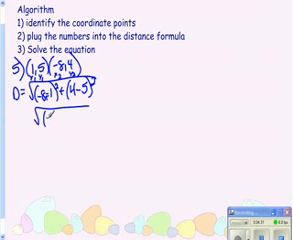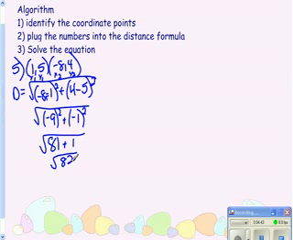Negative 8 plus negative 1 is negative 9 squared. 4 minus 5 is negative 1 squared. 9 squared is 81. Negative 1 squared is 1. Square root of 82. That's 2 times 41. 41 I cannot break down, so leave it as square root of 82.